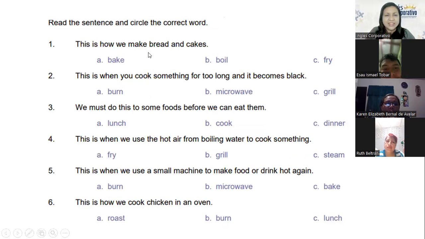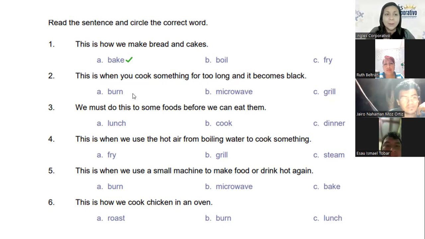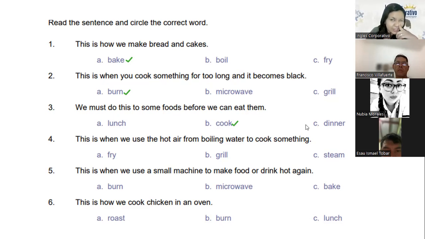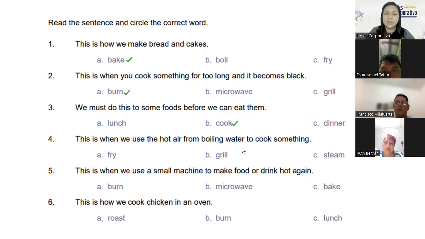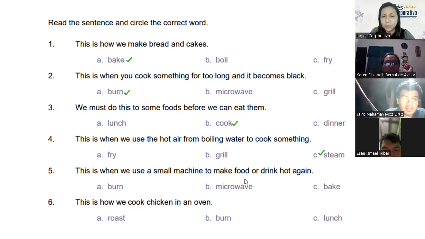This is how we make bread and cakes. Do we bake, boil, or fry? Bake. This is when you cook something for too long and it becomes black. Burn. We must do this to some foods before we can eat them. Cook. You have to cook. Lunch and dinner are nouns. Cook is a verb. This is when we use the hot air from boiling water to steam. This is when we use a small machine to make food or drink hot again.